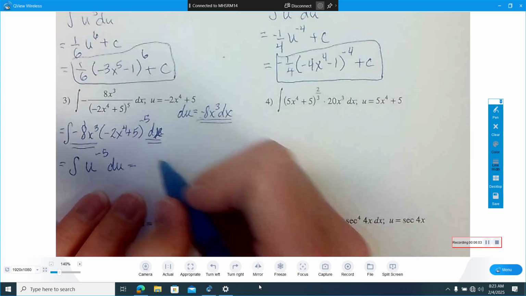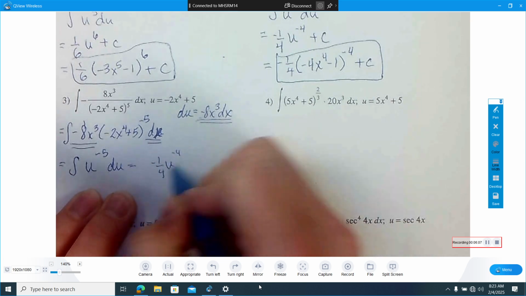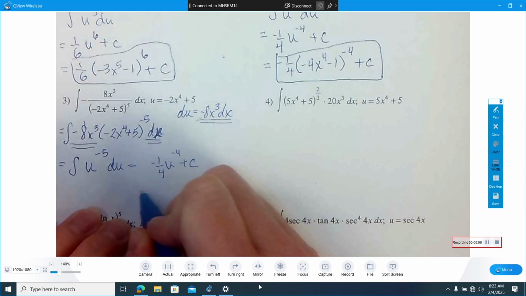And we're going to go ahead and increase the power by 1. That'd be u to the negative 4. Divide by the new power. And replace my u.